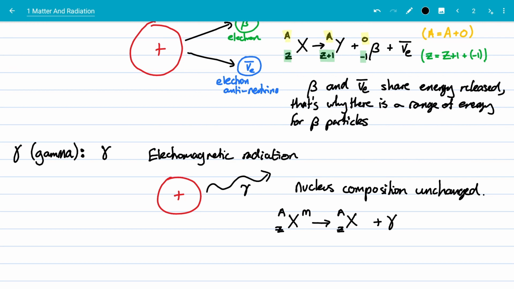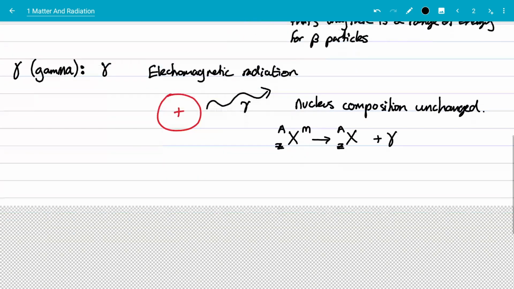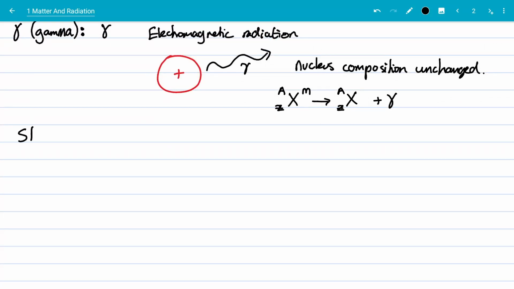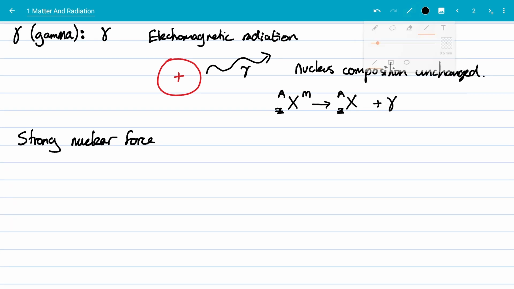So why is another question. Why does this happen? And the answer I'm going to give you, I'm just going to talk about alpha decay at the moment, is it's due to the strong nuclear force, or the strong interaction, as we're going to call it later, but let's just stick with strong nuclear force.